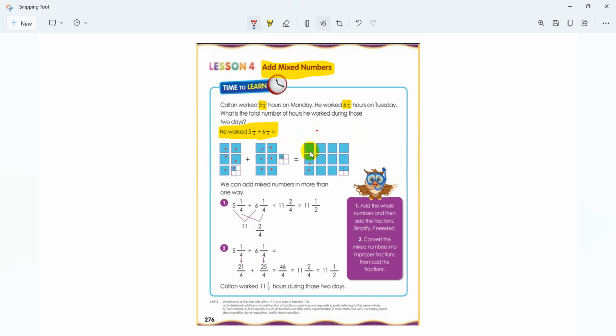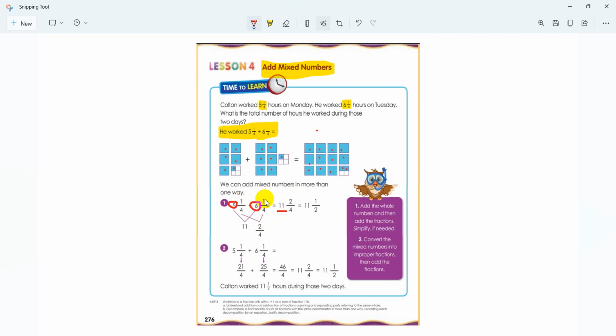1, 2, 3, 4, 5, 6, 7, 8, 9, 10, 11. And the small parts are 2 out of 4 here. They are 2 out of 4, so it's 11 and 2 out of 4. And here we can add it mathematically. We just add the whole numbers, so we add 5 plus 6 at first, we get 11. Then quarter plus quarter equals 2 quarters.